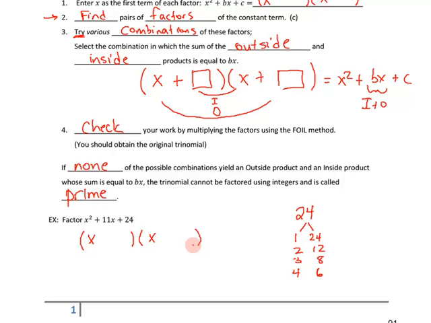Okay? So let's try different pairs and see what we get. What if I tried, say, the last one? If I did plus 4 plus 6. Okay, check the outside and the inside. The inside gives me 4x, the outside gives me 6x, which adds together to give me 10x. Is 10x the middle term? And the answer is no. So that is, in fact, a wrong answer. That doesn't work. So we tried that combination.